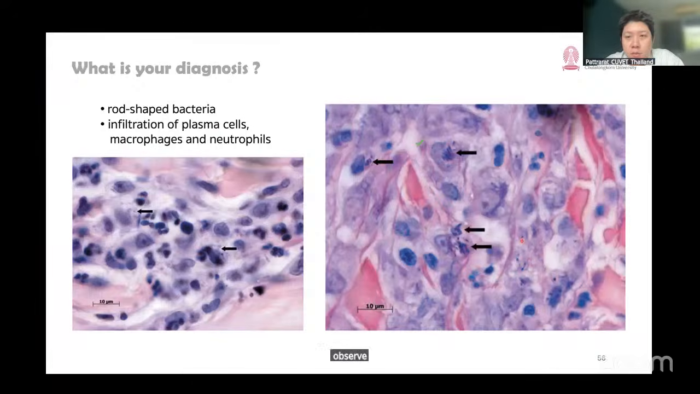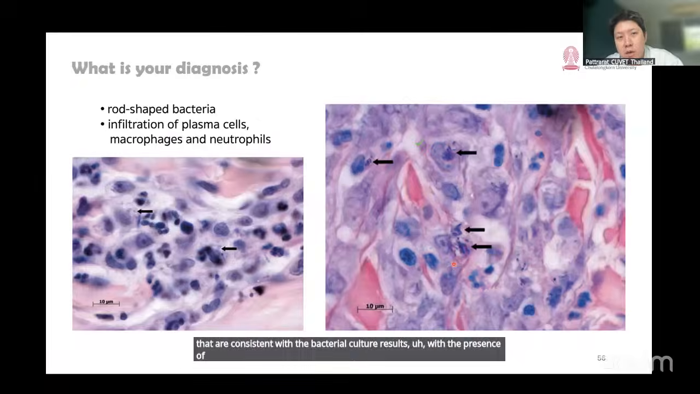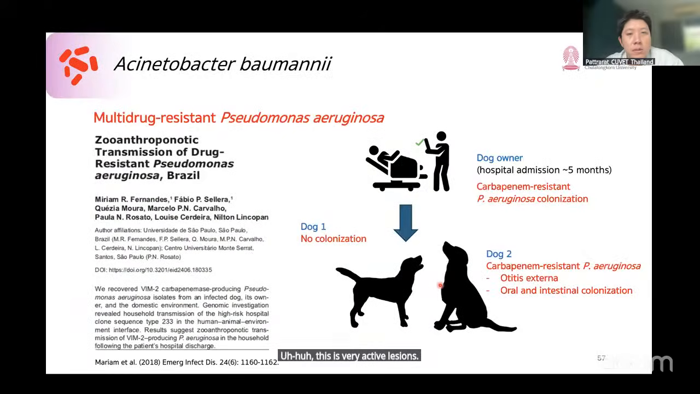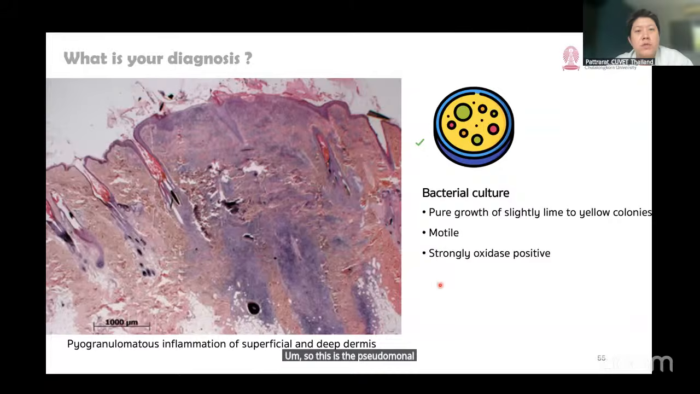Observed from the histopathologic lesions, there are rod-shaped bacteria that are consistent with the bacterial culture results, with the presence of white blood cells. This is a very active lesion. So this is pseudomonal pyoderma.